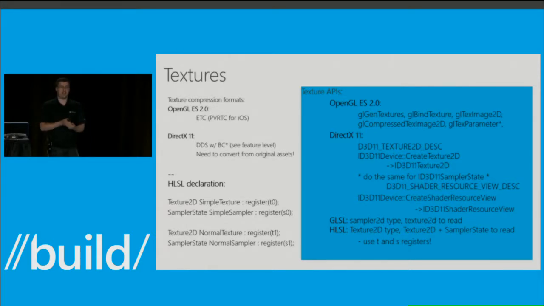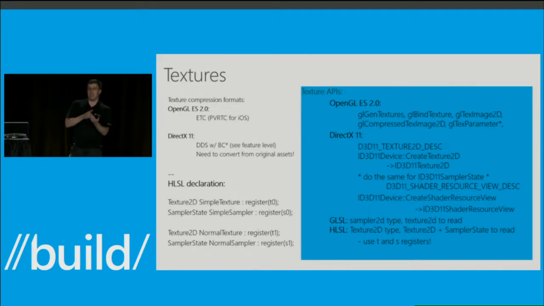The first thing, though, the most important thing, the thing that will probably cause you the most irritation, and there's nothing I can do about it, is that we don't use ETC or PVRTC texture compression formats. You're going to need to use your original assets and recompress them as DDS textures using the BC texture compression format. Now, Phil was talking about feature levels earlier.